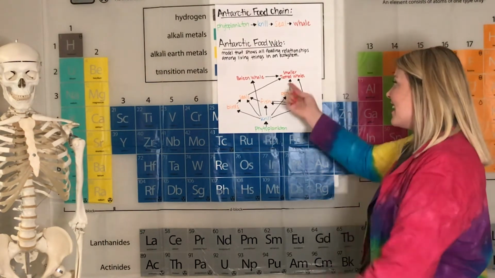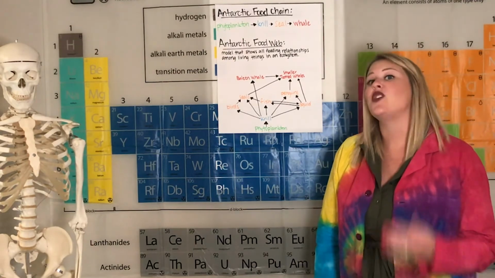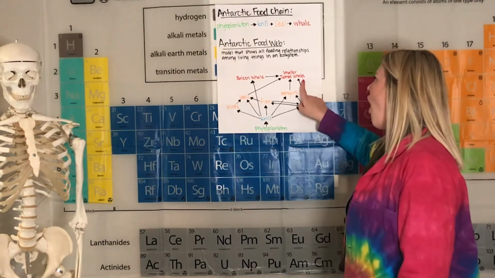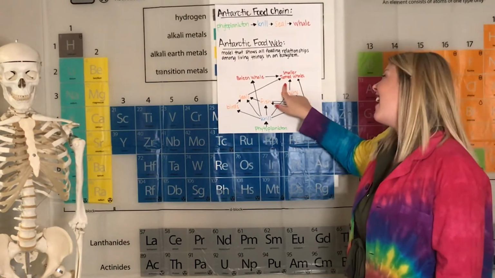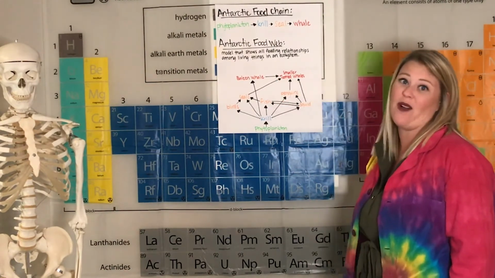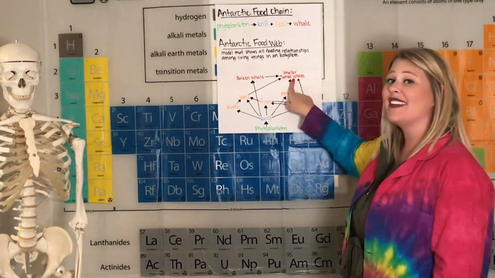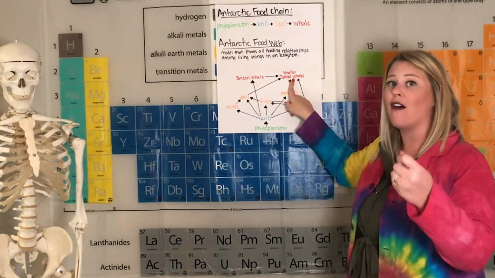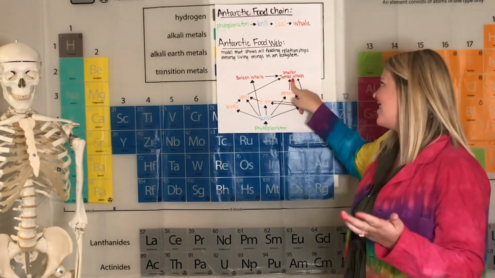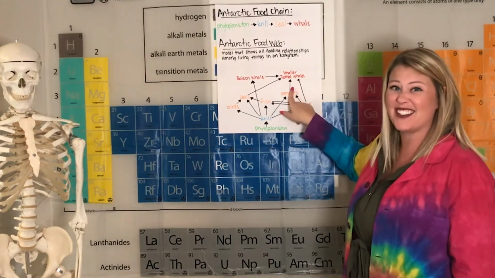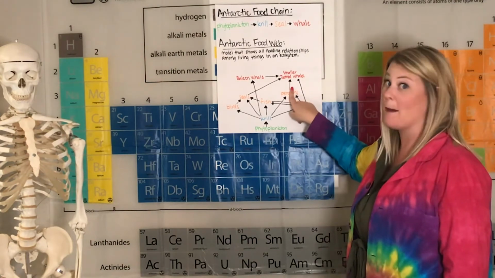Yeah, it's the smaller toothed whales. You probably noticed because all of the arrows related to the smaller toothed whale are pointing at the whale. So our whale is our top of the food hierarchy or order of the Antarctic ecosystem. It's eating a lot of stuff, but nothing's eating it.